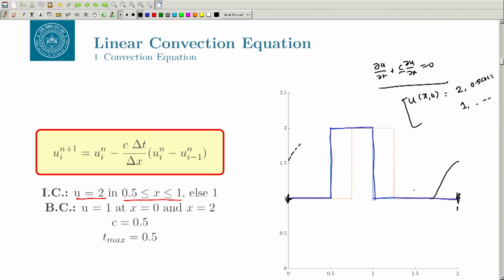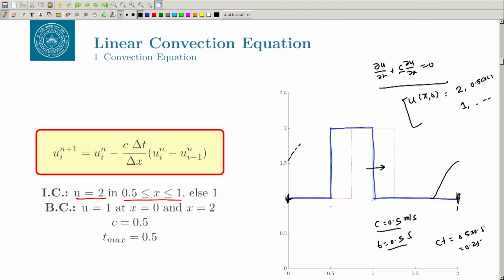So, let us say I set my convection speed as C equal to 0.5, meter per second. My wave is convecting at the speed of 0.5, and we want to see what happens after 0.5 second. Our convection speed is positive, C is a positive number, so this wave will travel to the right side. And the distance that it will travel is C t. So this is 0.5 into 0.5, that is basically 0.25.